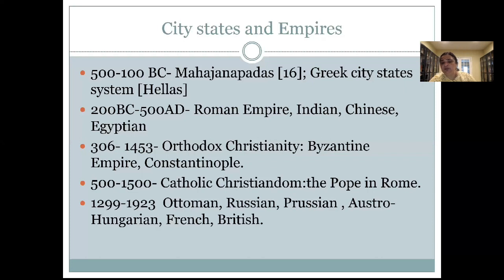Then 306 to 1453. Or even you take the Cholas, the building of the Brihadishwara temple, if most of you see the architecture, how could they lift such huge stones to such high levels without many of the technologies of today? Then you have the coming in of Christianity, especially Orthodox Christianity, the Byzantine Empire in Constantinople. Please understand, Constantinople is modern Istanbul.